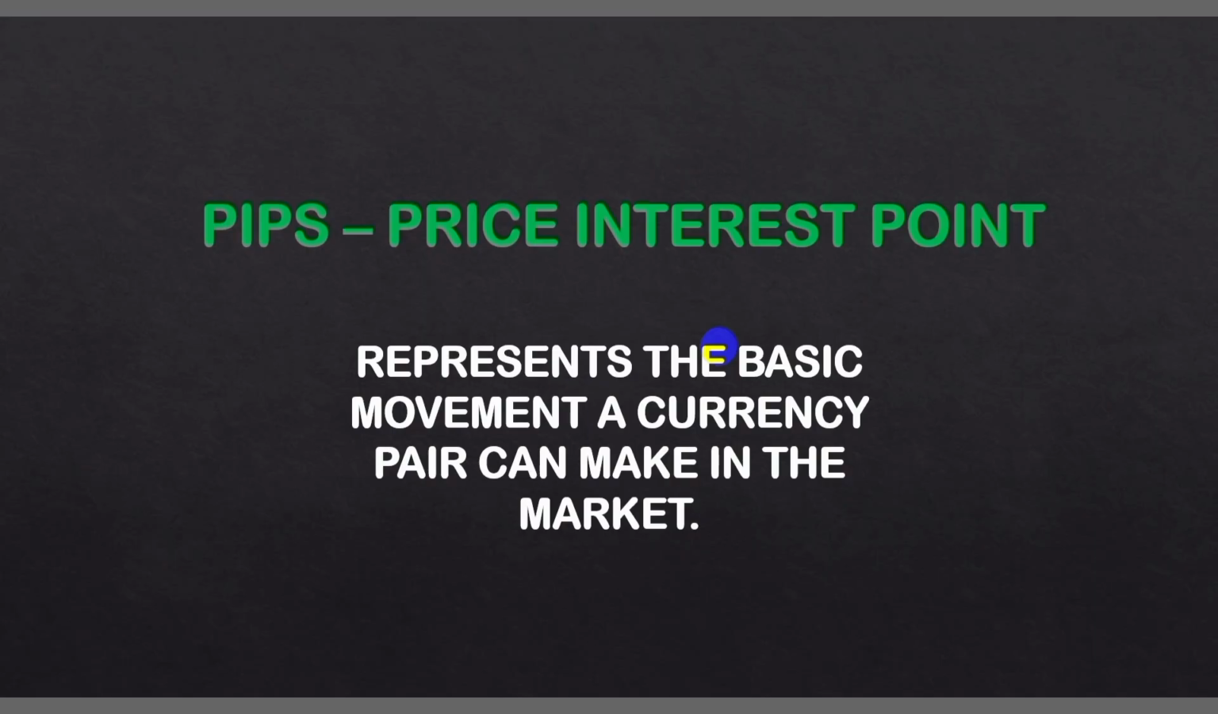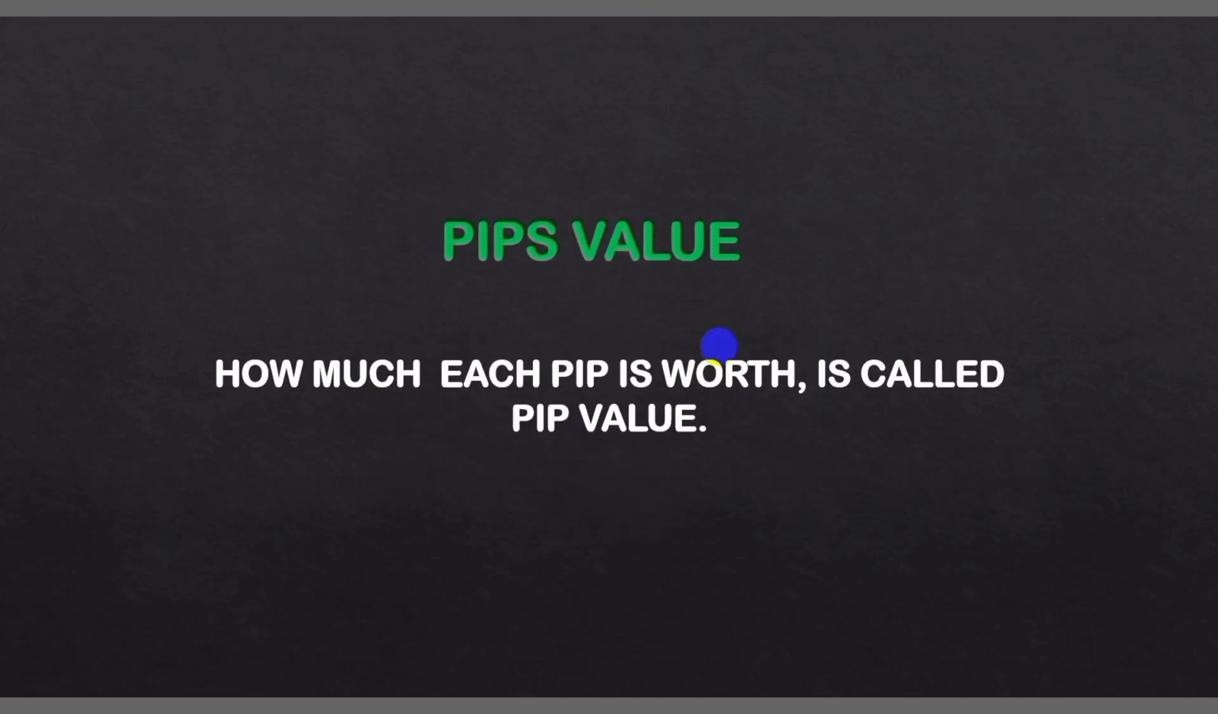So we actually have the pip and then we have the pip value. The pip is the basic movements the currency will make, while the pip value is the rates a trader is going to be paid in a particular trade that he executes. So you see, the pip value is how much each pip is worth. That is the pip value. And it is what is used to calculate the rate traders in the Forex markets will be paid.